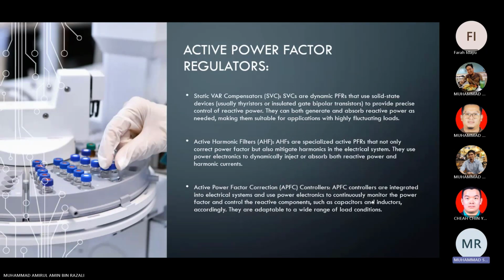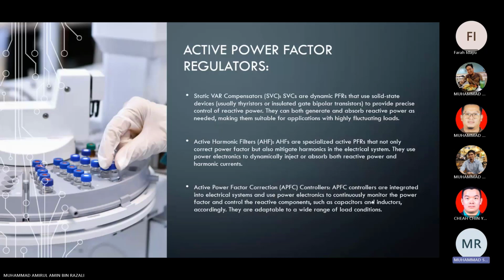First, static VAR compensator, SVC. SVCs are dynamic PFRs that use solid state devices, usually thyristors or insulated gate bipolar transistors, to provide precise control of reactive power. They can both generate and absorb reactive power as needed, making them suitable for applications with highly fluctuating loads.